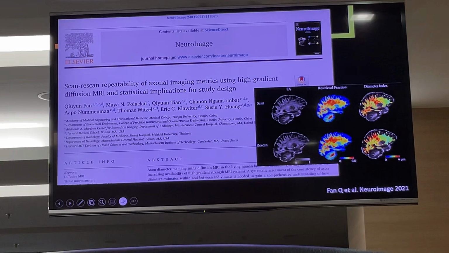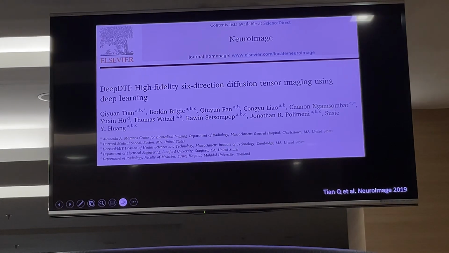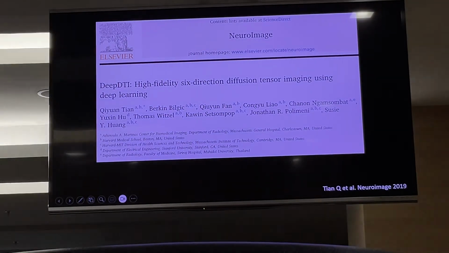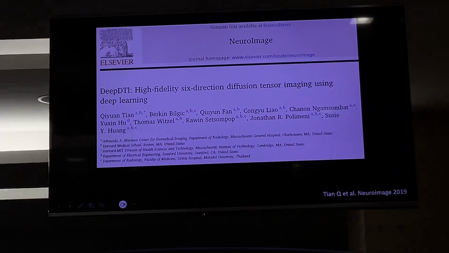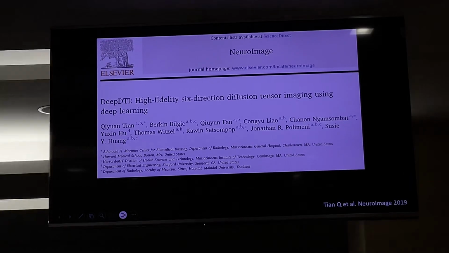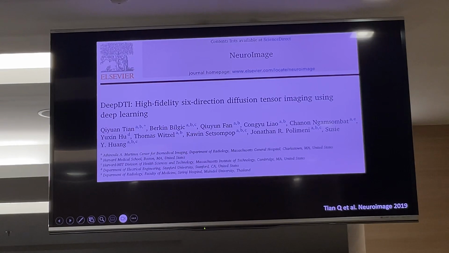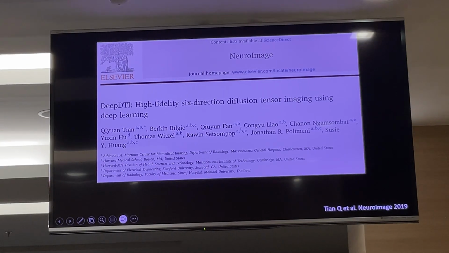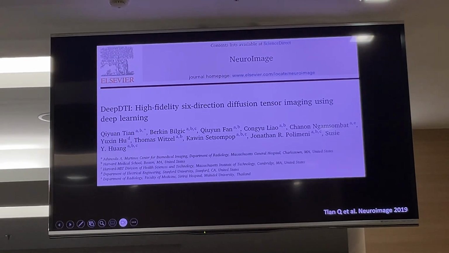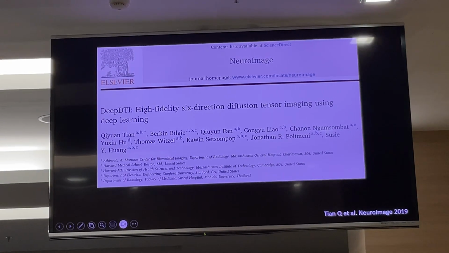This is the work from Shirley Fan, one of our colleagues. She demonstrated the reproducibility of the diffusion image. I think this is the last slide. Dr. Chien, the speaker on the first day of the conference, is my colleague. He used deep learning to improve the quality of diffusion imaging from low-resolution, low-quality, 6-direction diffusion tensor imaging, and he used his network to improve the image.